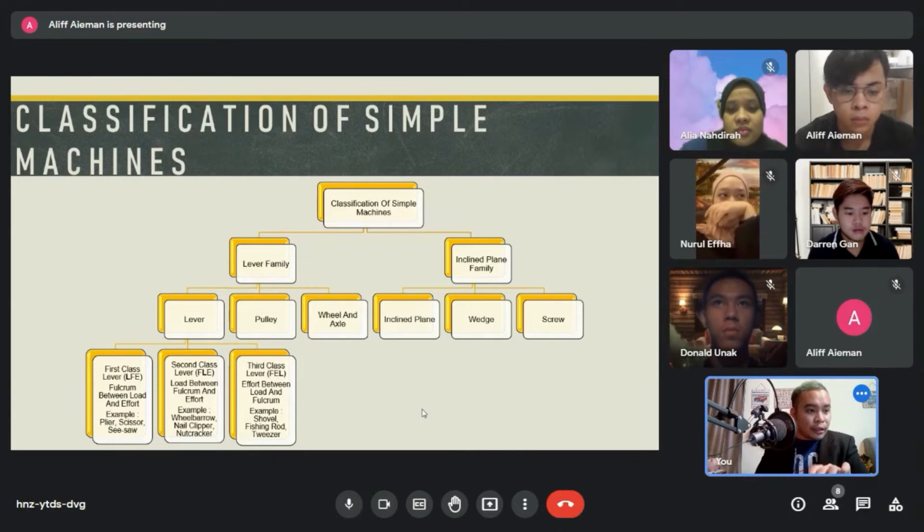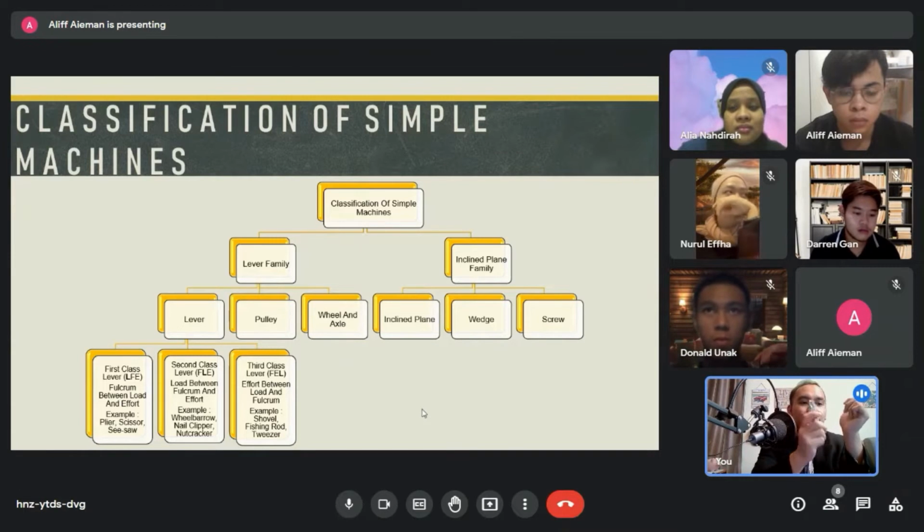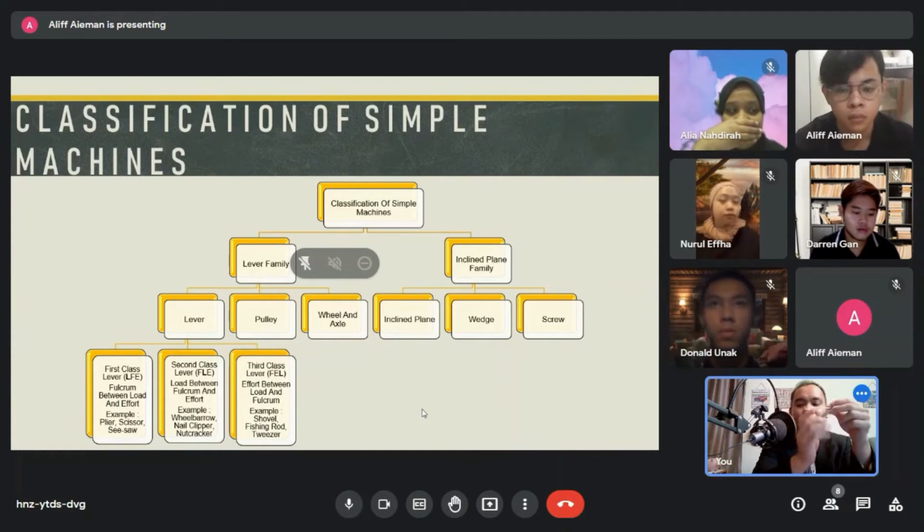Second class is a load between fulcrum and effort. Examples for second class are wheelbarrow, nail clipper, and nutcracker. Here I also have the nail clipper that we use in our daily life to clip our nail, to cut our nail, something like that.